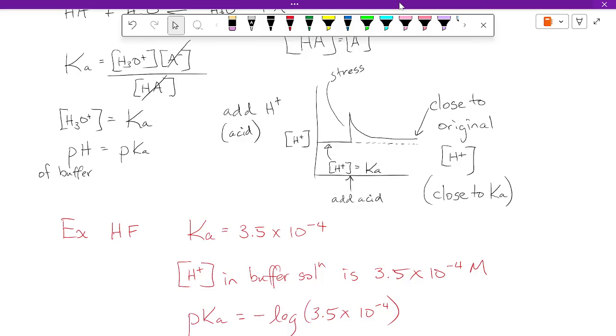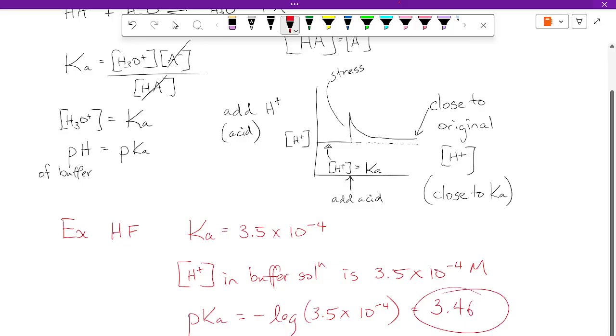3.5 E negative 4, and we log that, and we get 3.46. So a buffer made with HF/F- will keep the pH relatively close to 3.46.